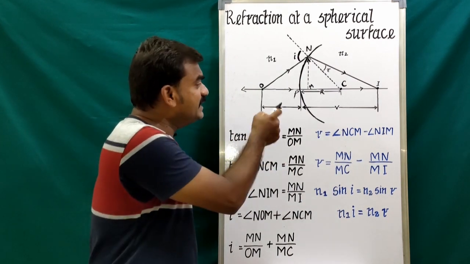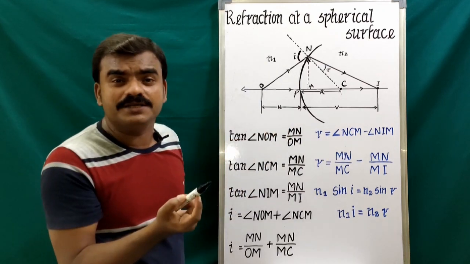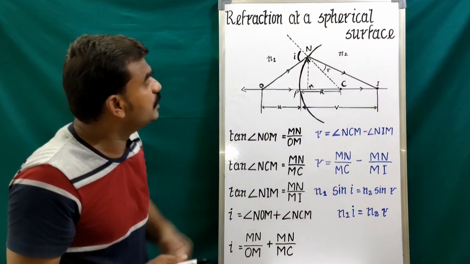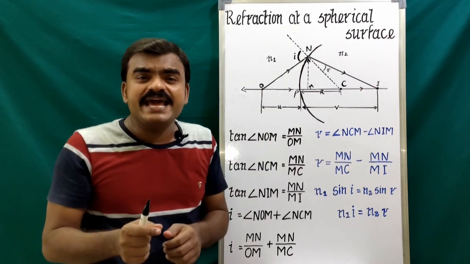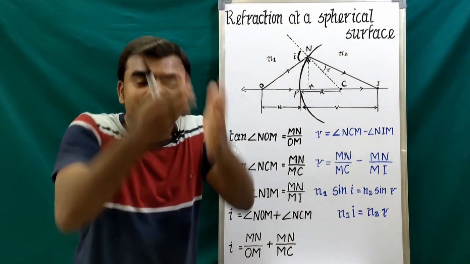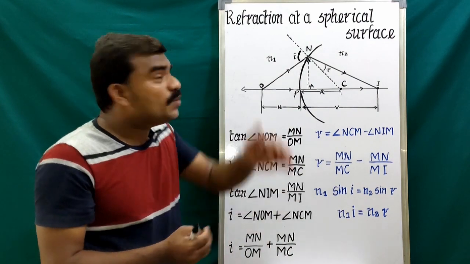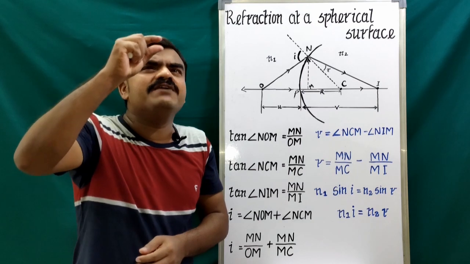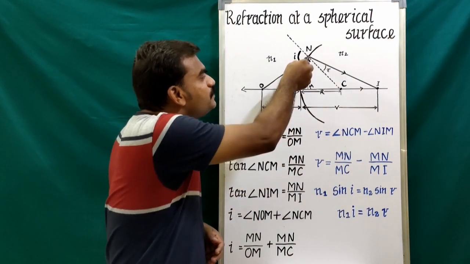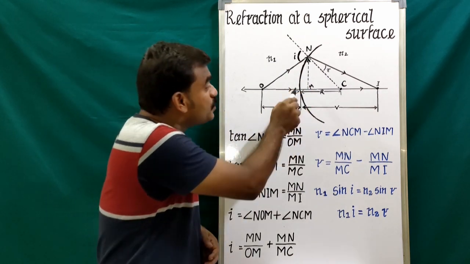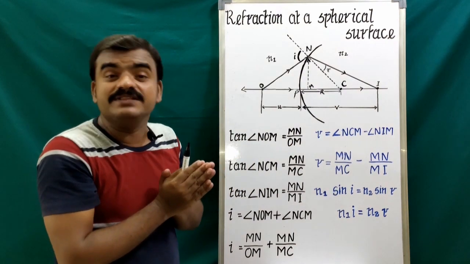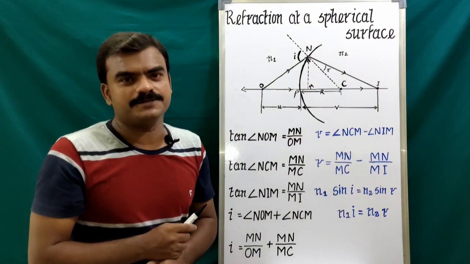U is nothing but the distance between O and P only, not O and M. Yes, this is a curved surface. When we take a very small curved surface, it looks like a flat surface. So from the spherical surface, we have taken a very small part, so this curve becomes a flat surface. So this point P and this M coincide with each other if we take a very small part.